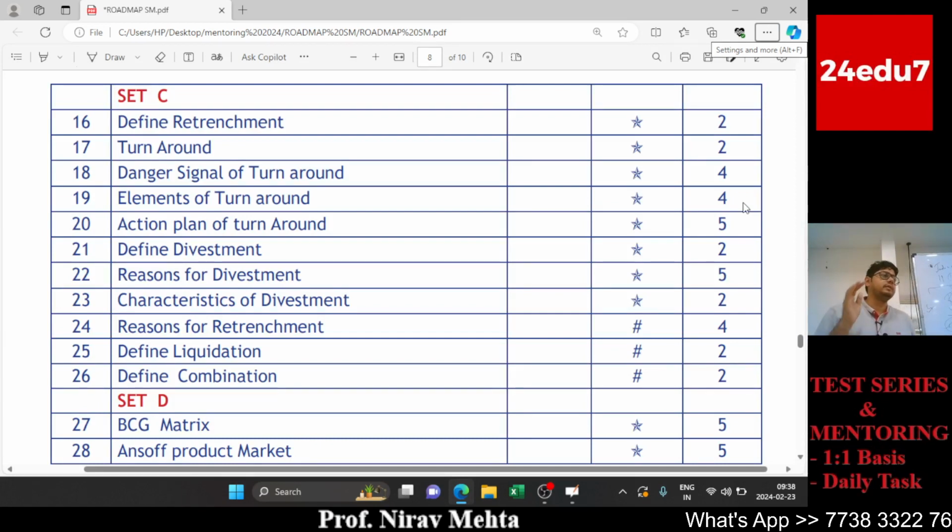Now we are doing with set C. Even this is a part of chapter number 4, but today I will show you, at the end of the day, very important things related to case studies. But first we are focusing on set C, retrenchment. Now listen, in the full set, there are many star mark questions and hash mark questions which come for 2, 4, 5 marks, etc. Very important from case study point of view. Listen to it very carefully.